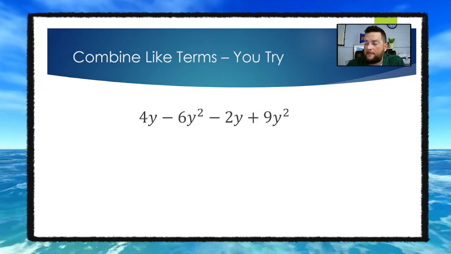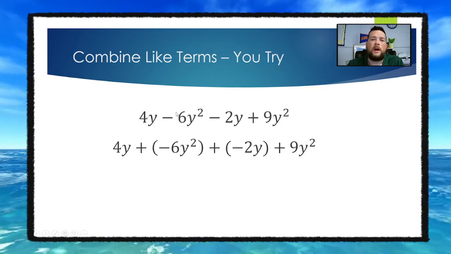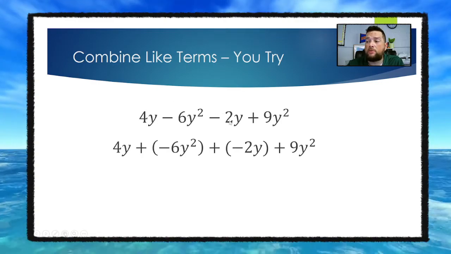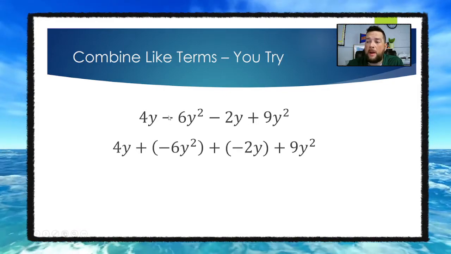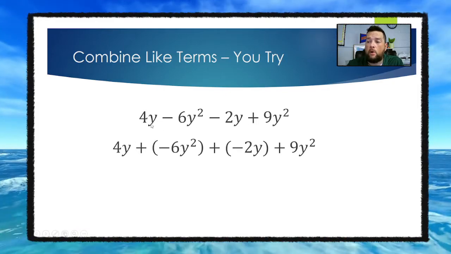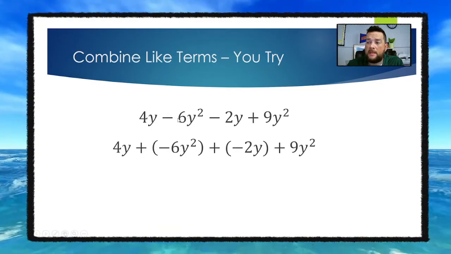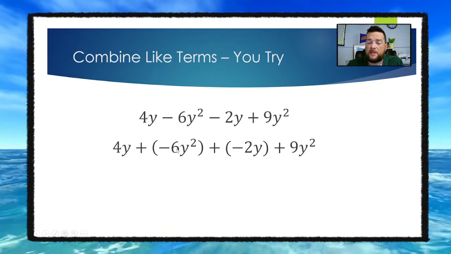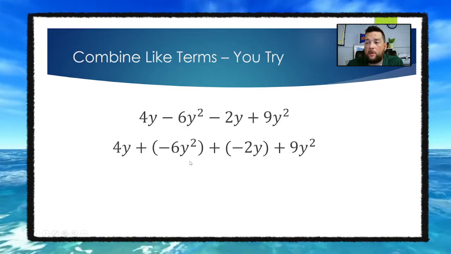But after you've done that, then the first thing you need to do is turn everything into an addition problem. All of these subtractions right here, or both of these subtractions, you need to turn to an addition problem by applying keep, change, opposite. We're going to keep the 4y, change the subtraction to addition, and then we're going to make the 6y squared into a negative 6y squared. Then we've got this next subtraction. We're going to keep what's in front of it.